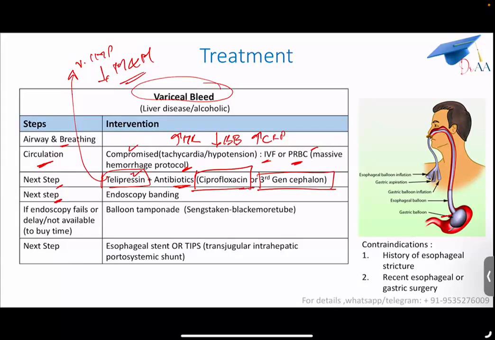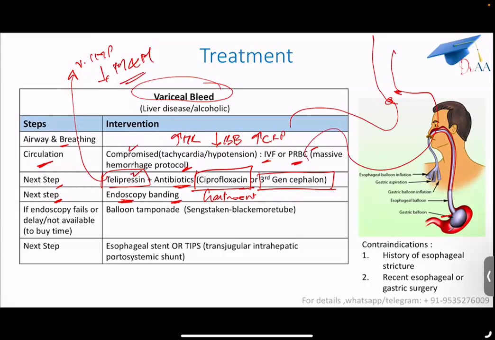Then if still ongoing bleeding is there, you need to stop this bleeding. Best way to stop it is by banding. How do you band it? By doing an endoscopy. So involve the gastroenterologist so an endoscopy can be done. Endoscopy is basically a camera passed via your oral cavity into your stomach to see where the bleeding spots are. Junction of esophagus and stomach usually will be the varices here, and they will do the banding and stop the bleeding.